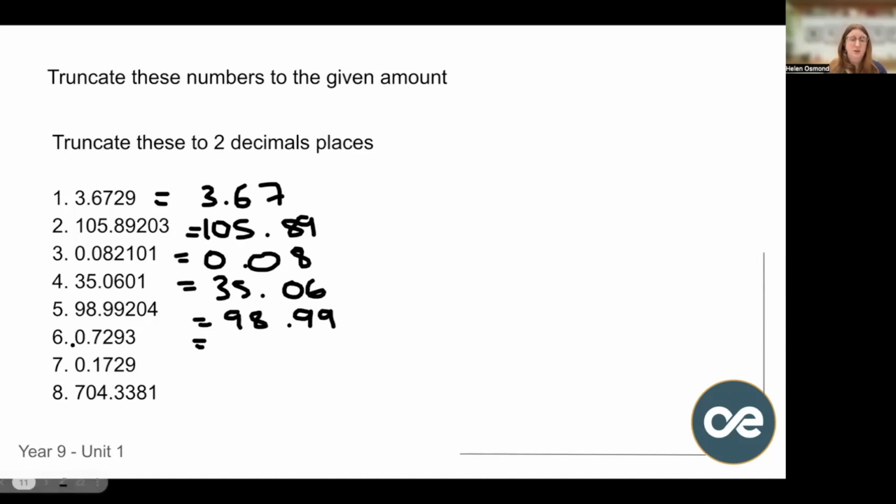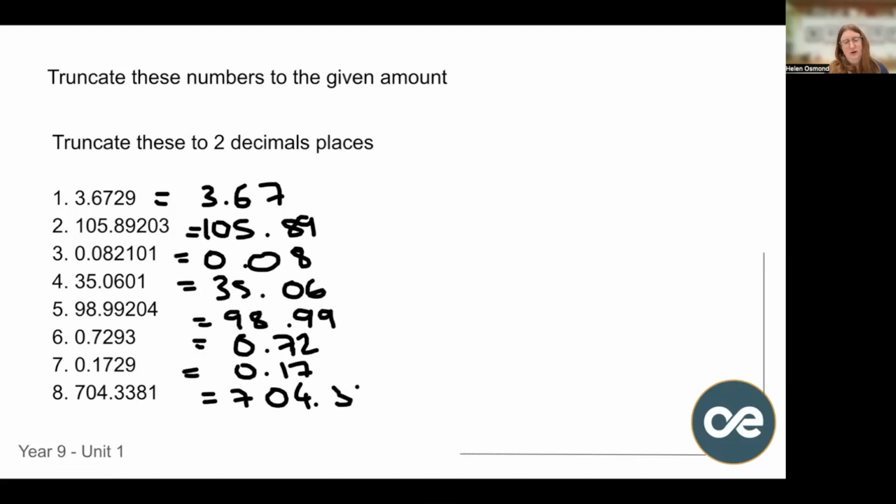That's fine. Whereas on 6, this is going to be 0.72. If I was rounding, it would become 0.73, but I'm just truncating, I'm chopping it, and we're getting rid of it. Looking at the next one, this is just 0.17, and this is 704.33. Again, not rounding, just chopping off the number and losing it. So that's all the time I want to spend on truncating. It's not a big topic, it's a really, really tiny one, but we have talked about it briefly.